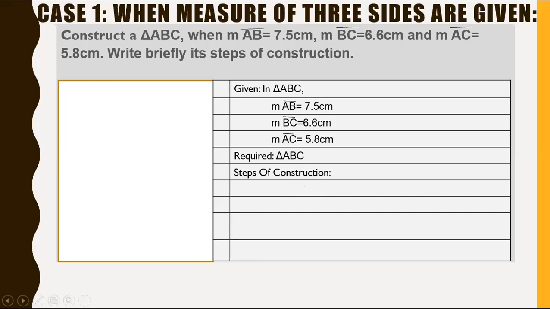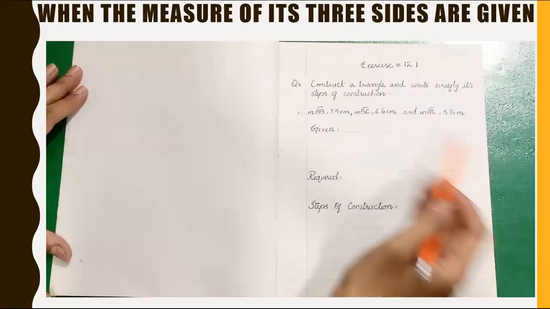First, we are going to do the construction. Here you can see this is the page of your copy, for example. Here you have to mention the date and exercise at the top. In this way, you have to mention the question. Here you can write the given, then required, and steps of construction. And let's start the construction.